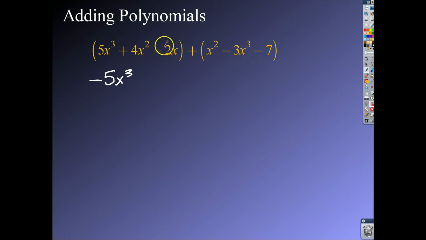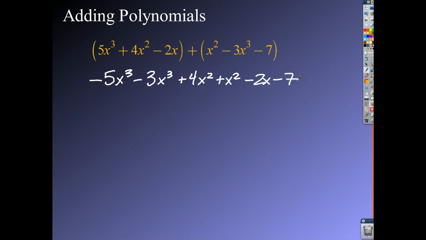So I have an x cubed, and here I have another one, negative 3x cubed, highest degree to lowest degree. I have a 4x squared, and 1x squared, and a negative 2x, and a negative 7.